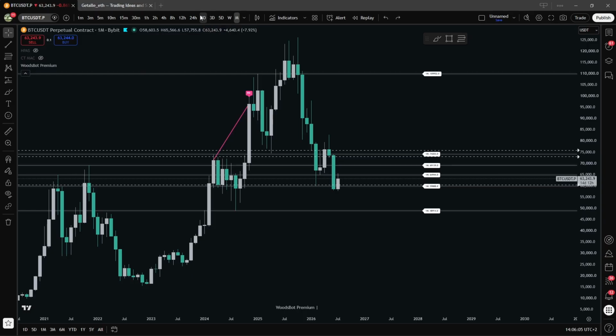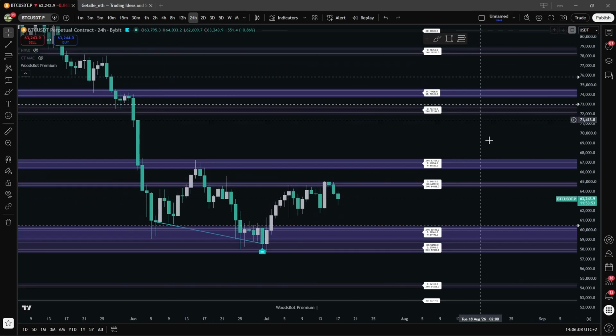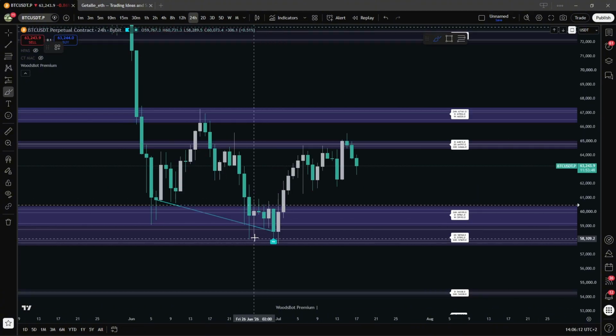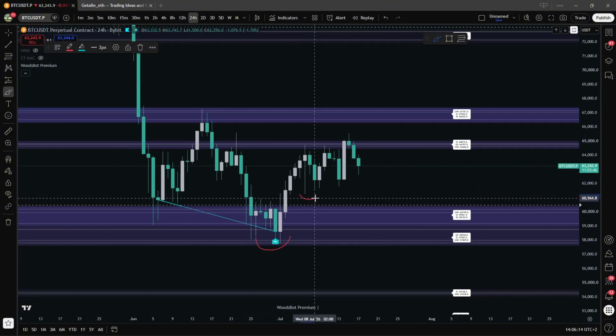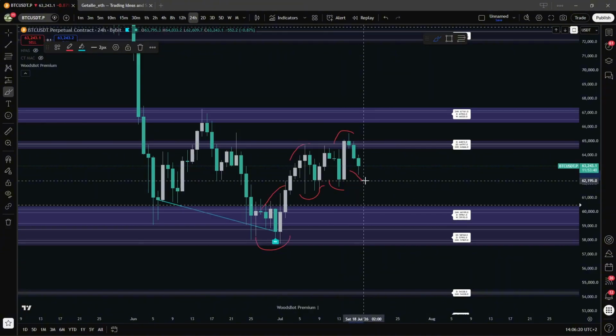But if you, for example, go on the daily time frame, you can see that we have a nice daily trend structure in place. We're making higher highs and higher lows. So even though Bitcoin is in a downtrend, on the daily time frame, it is in an uptrend.